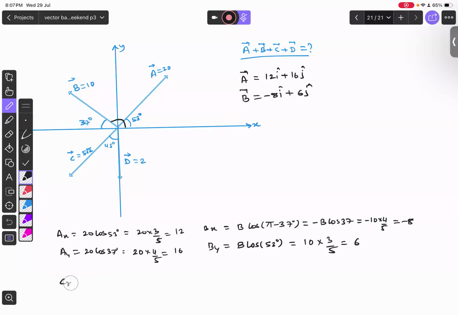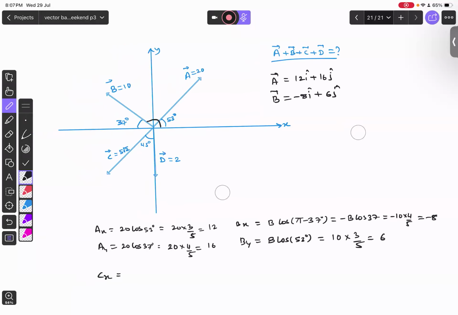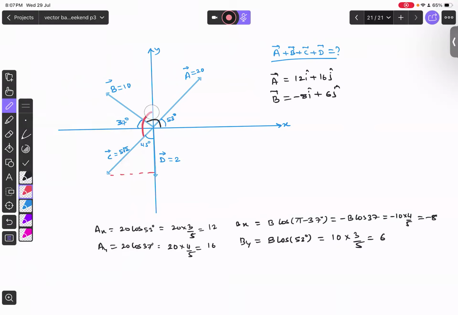Vector C is making 45 degrees with negative x and negative y, no? So vector C is making how much? Maybe an easy way could be to find the minus x component of the vector C, and then from that figure out the x component, or else you have to use all these angles. So the angle with positive x, positive y is this much, and the angle with positive y we also know.